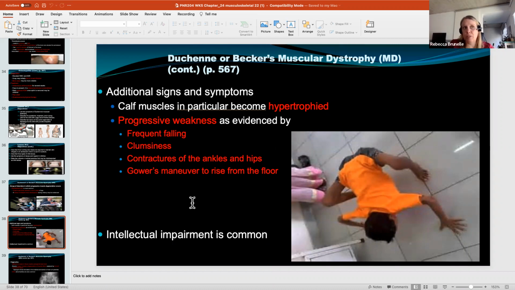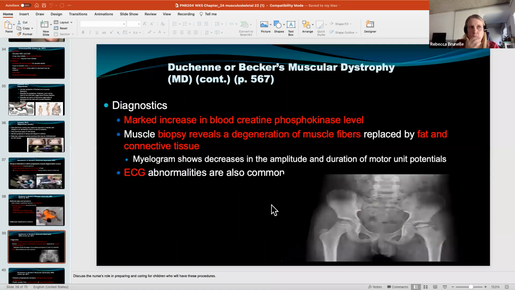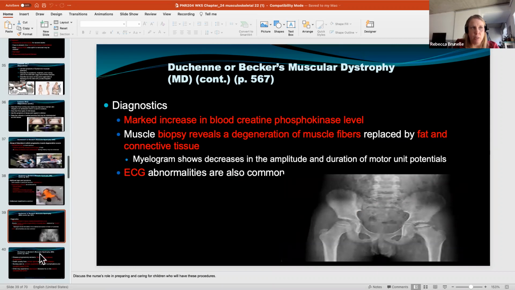So it's progressive muscle weakness, and you really see it the most in little kids with their inability to walk, or this kid, he's fallen and he can't get up. So they kind of put themselves, this is called Gower's maneuver, and they can't just push themselves back up, so they have to get on all fours and then grab onto something to try to stand up. There can also be an element of intellectual impairment. You're going to need to do a muscle biopsy to definitively diagnose it.